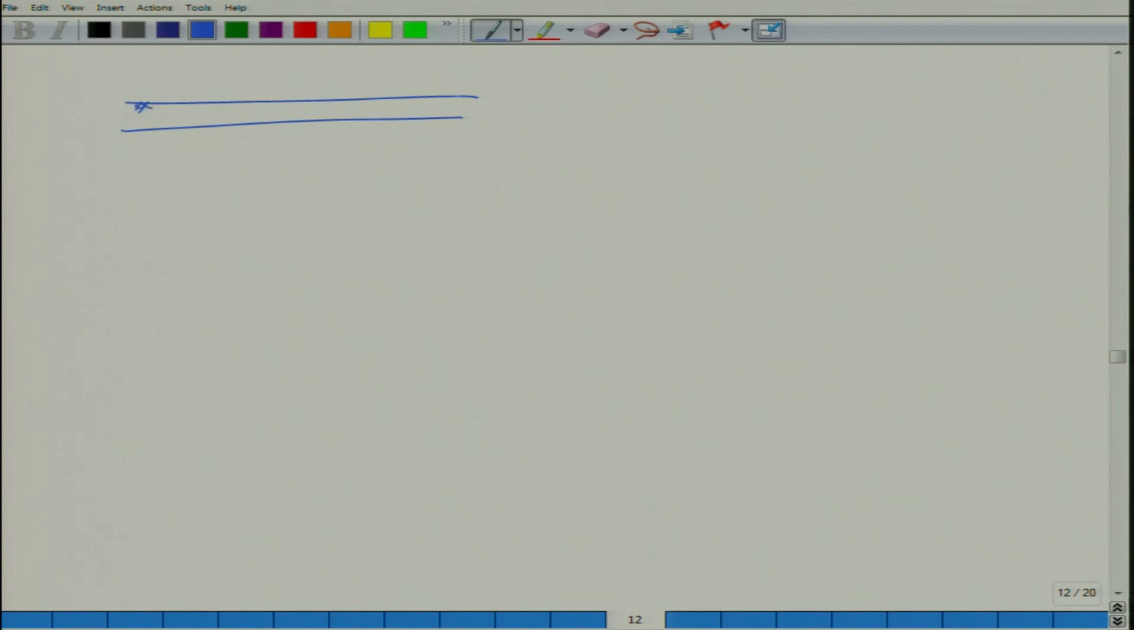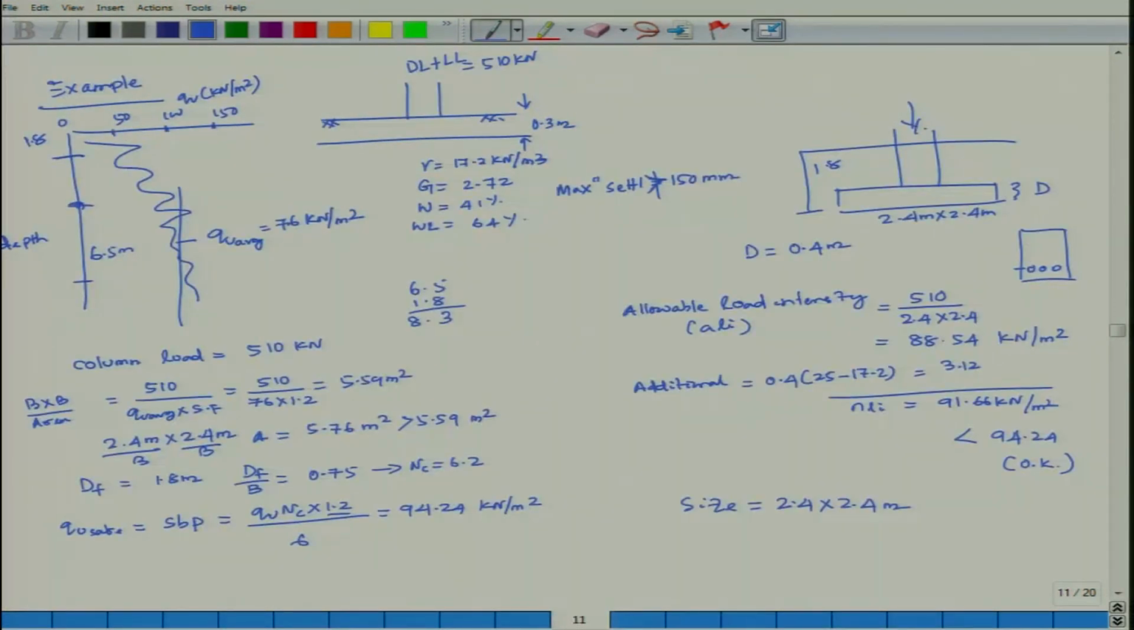This is your ground level, and there is a water table here, and this length is 0.3 meter, and there is a footing here, and the size of the footing is 2.4 by 2.4 meter, and this is 0.4 meter, and this part is 1.8 meter, and the total from here to here is 6.5 meter.